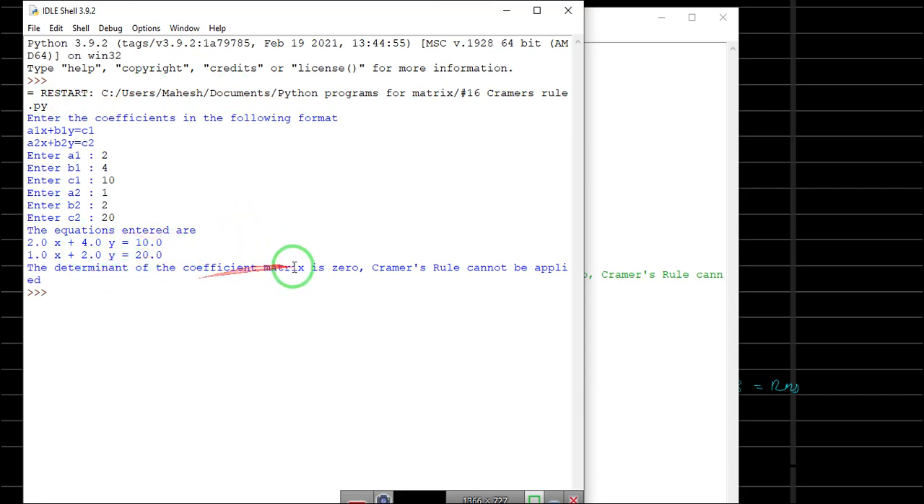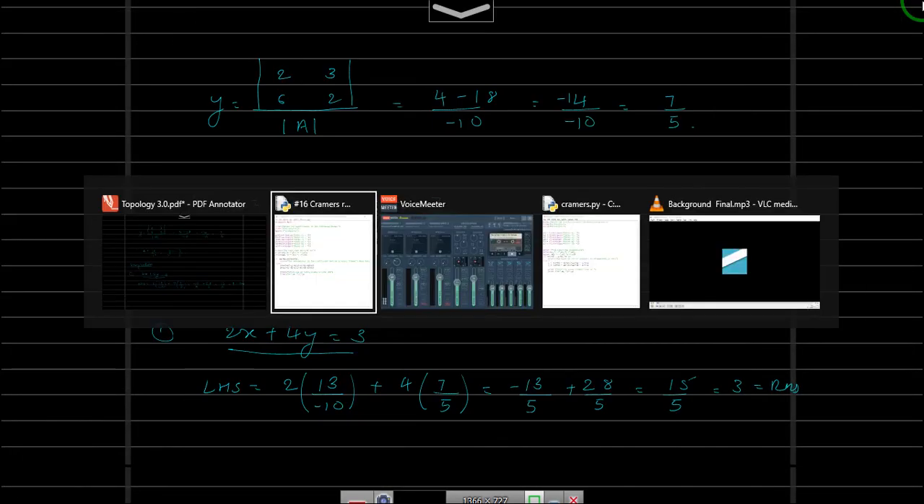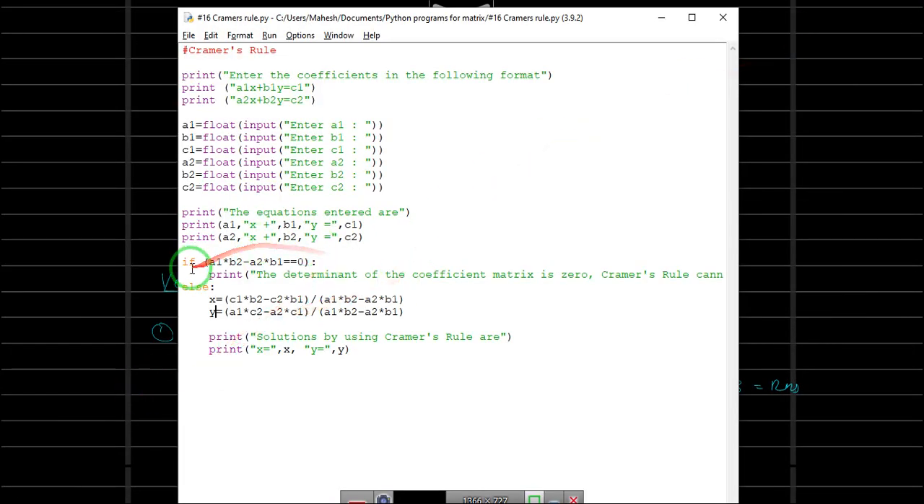The determinant of the coefficient matrix is 0, because 2 into 2, 4, minus 4, becomes 0, and hence Cramer's rule cannot be applied, and the program will terminate. Okay. So in the program, if you see, it will execute this. Since this is correct, this will be skipped. So everything is skipped, and we got this.